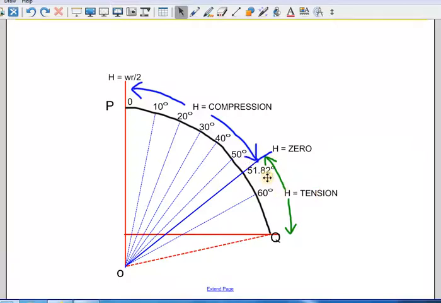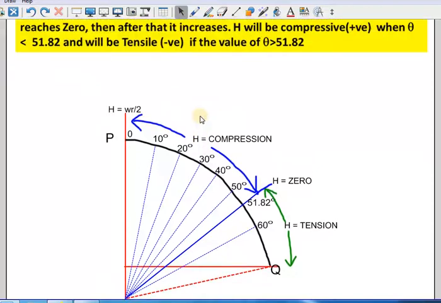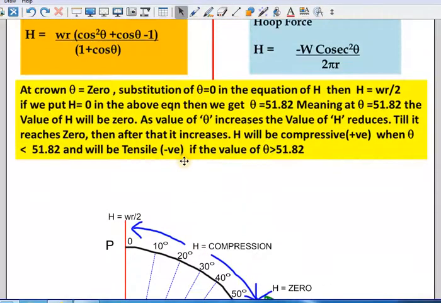And if theta increases beyond 51.82 degree, then the magnitude of H will be in tension. Okay, then let us come to what the maximum value of H is.